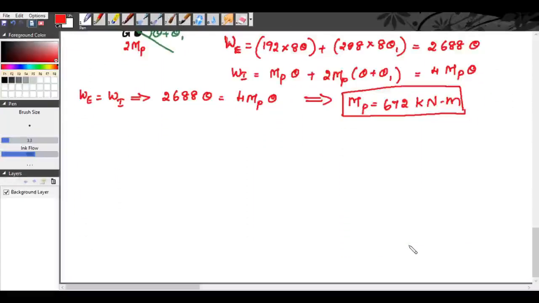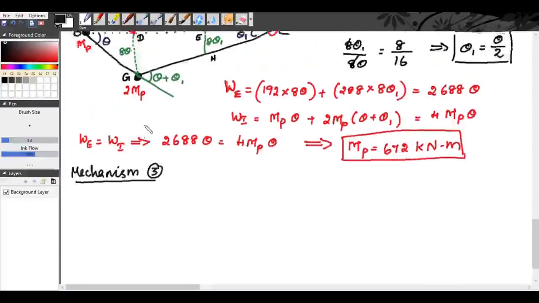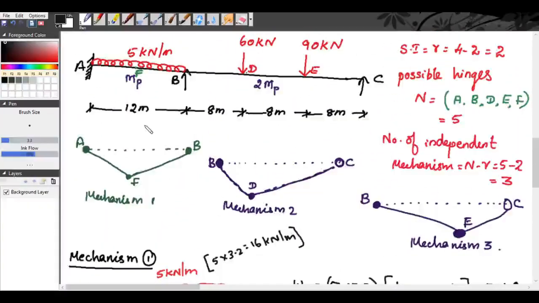So mechanism 3, right? So we will go on for mechanism 3. Mechanism 3 is also beam mechanism. Mechanism 3 is for the span BC, hinge occur at E and B. We have a 60 kilonewton load, so multiply 60 into 3.2. 90 kilonewton at E, so multiply 90 into 3.2. So the distance is 8 meter, 8 meter, 8 meter. For D and E, you have 2 MP. So at E, you will have 2 MP.